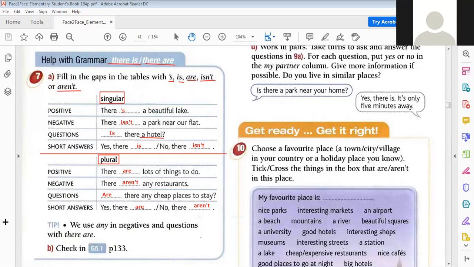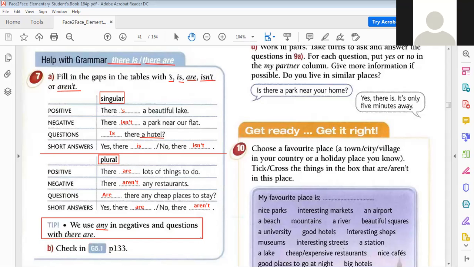Okay, now, Salsabil, can you please read this nice tip here? What does this tip say? Can you tell us what the tip says? Should I read this sentence? Yes. Okay. We use any in negative and questions with there are.